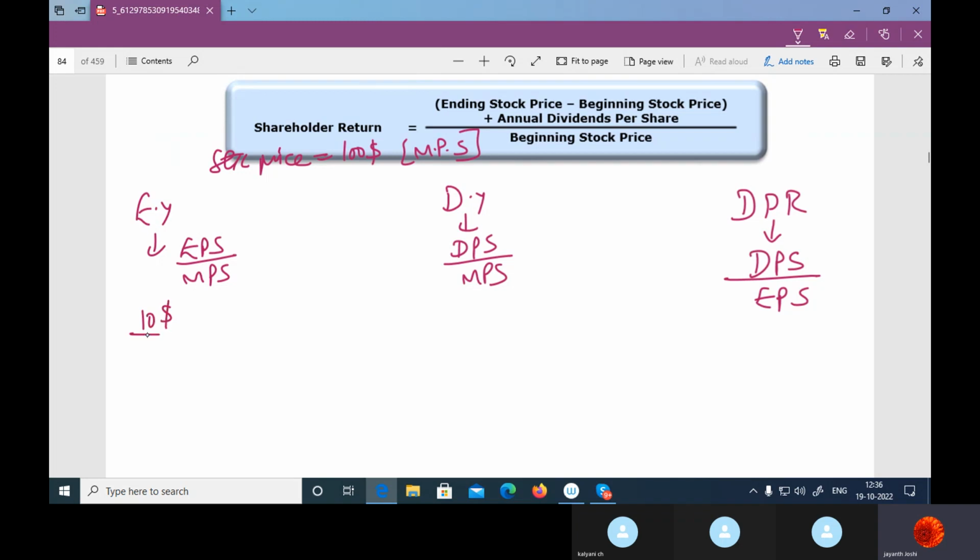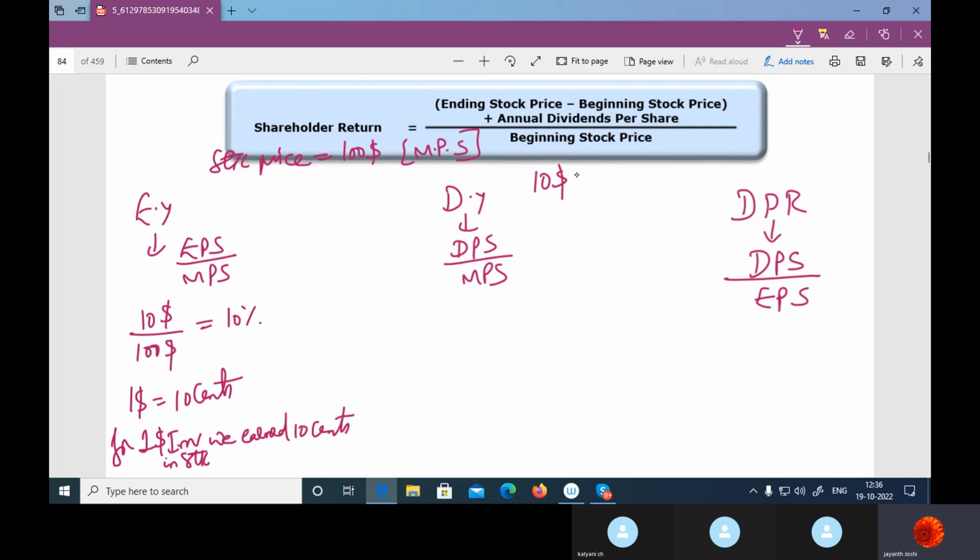So earnings is $10, market price is $100. Earnings yield is 10%. Correct? Or on $1 you made 10 cents. For $1 investment in stock, we earn 10 cents. So $10 is the earnings, and the dividend declared is 10%. So what is that? $1. How did you get this? $10 into 10%.